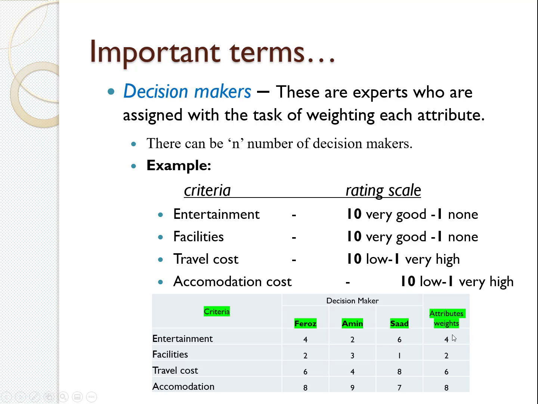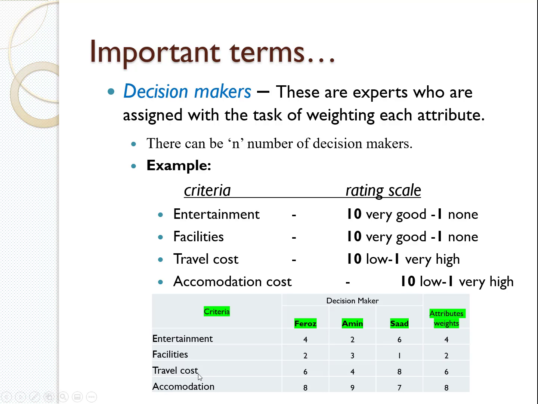And these are the attribute weights. Now you need to calculate the average of this: 4 plus 2 plus 6, so it is 12. 12 divided by 3 because we have 3 decision makers, so 4. Facilities: Feroz assigned 2, Amin assigned 3 and Saad assigned 1. So 3 plus 2 plus 1 is 6. 6 divided by 3, so 2.